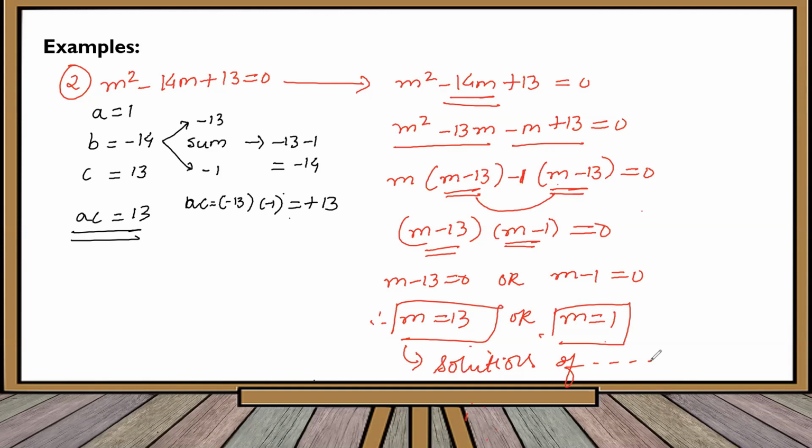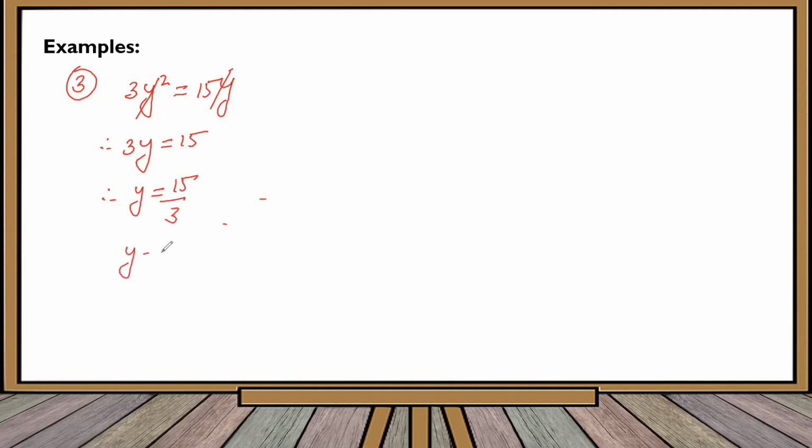Let us do one more. Okay, I'll take this one. Third, 3y square is equal to 15y. Now, if you observe, y is common over here. So instead of splitting up the middle term and doing the entire thing, can I just cancel this y from both sides? Therefore, what will remain is 3y is equal to 15. So y is equal to 15 upon 3. So y is equal to 5.